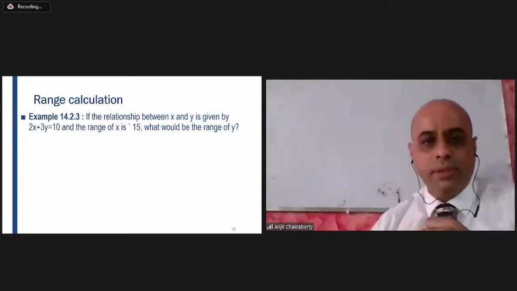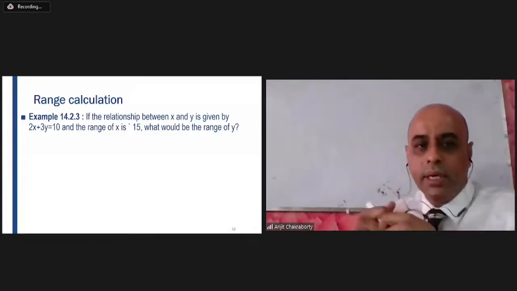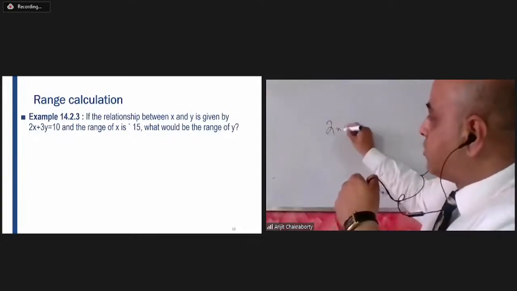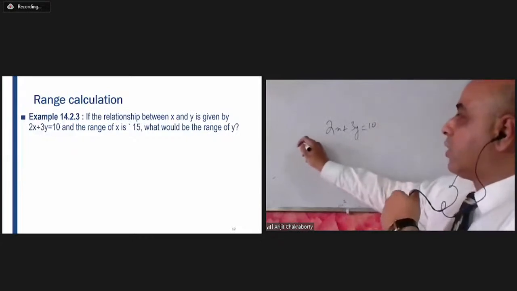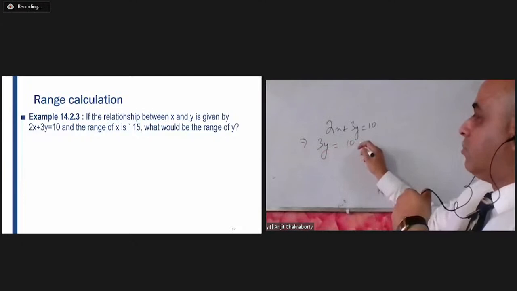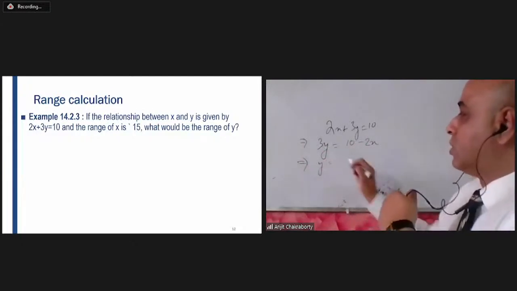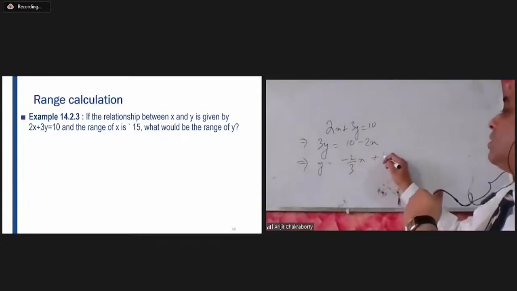Now, this is something similar to questions we have handled in the chapter on central tendency. So I will write 2x plus 3y equal to 10. That means I can write 3y is equal to 10 minus 2x. That is, y is equal to minus 2 by 3 x plus 10 by 3.